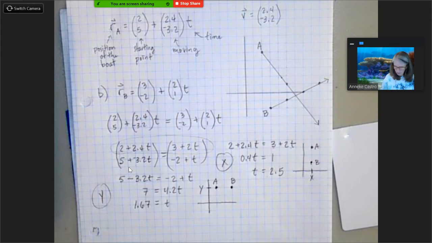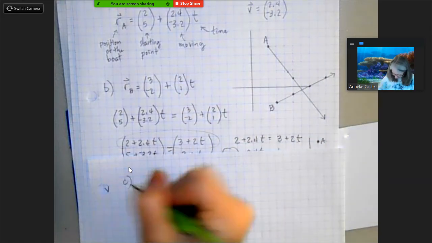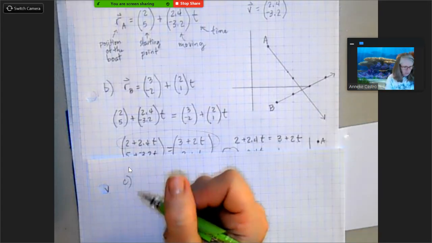Okay, moving on. Part C. Do I have a plain piece of paper under here, I hope? Because I'm running out of room on here. Part C. It wants to know the shortest distance between the two boats. And when does that happen? At what time t does that happen?